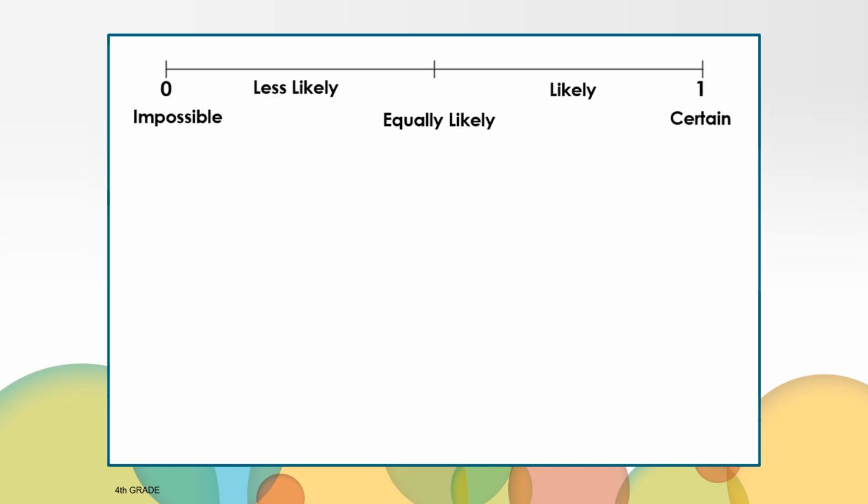Let's try one. You will get wet if you jump in a pool. On your number line, make a mark where you think the probability of getting wet if you jump in a pool would occur. Write the word pool under your line.